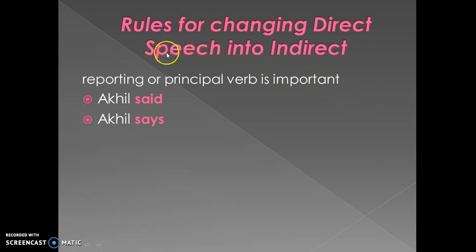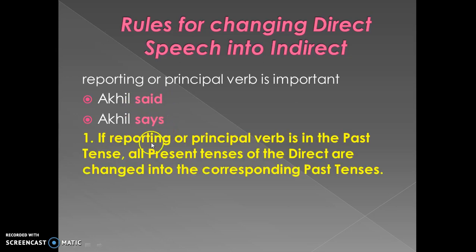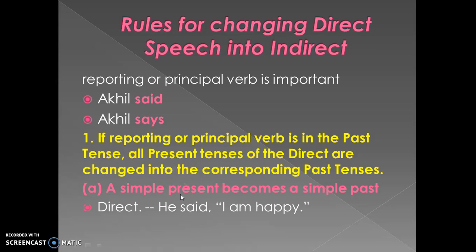Now let us see the rules for changing direct speech into indirect speech. Take careful note of the principal or the reporting verb. See if it is in the past tense or the present tense. The first rule says if the reporting verb is in the past tense, then all the tenses in the indirect speech are written into its corresponding past tenses. So, a simple present becomes a simple past.